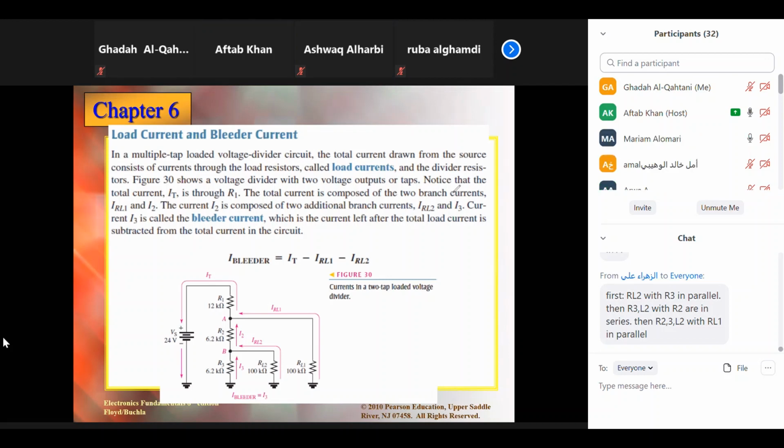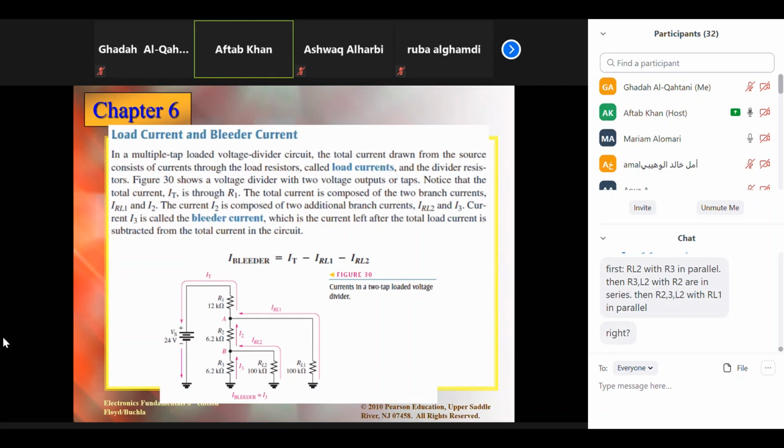Go ahead this way. Calculate R3 and RL2. Just give the name RB, because we are calculating the resistance at point B. So give the name RB and calculate their parallel combination. Tell me quickly how much it is. 5.8 kilo ohms.